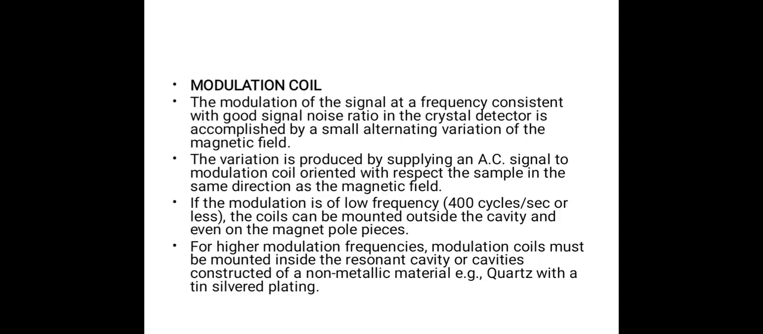Modulation coil. The modulation of the signal at a frequency consistent with good signal-to-noise ratio in the crystal detector is accomplished by a small alternating variation of the magnetic field. The variation is produced by applying an AC signal to the modulation coil, oriented with respect to the sample in the same direction as the magnetic field. If the modulation is of low frequency, the coils can be mounted outside the cavity and even on the magnet pole piece.